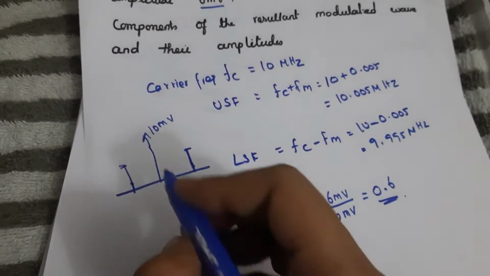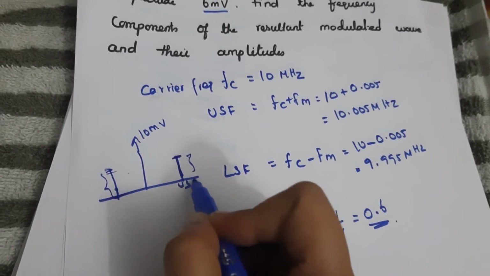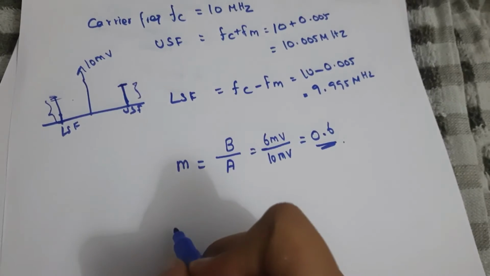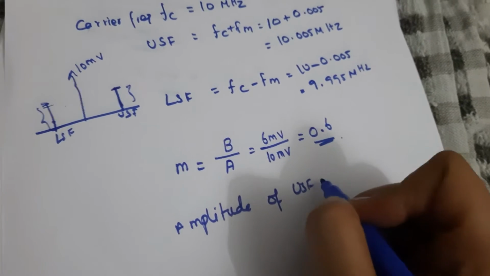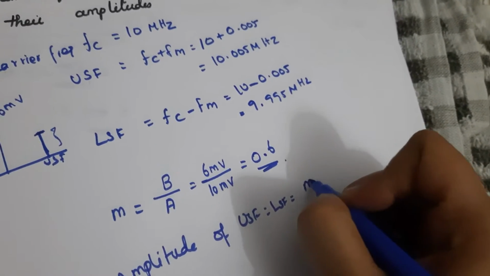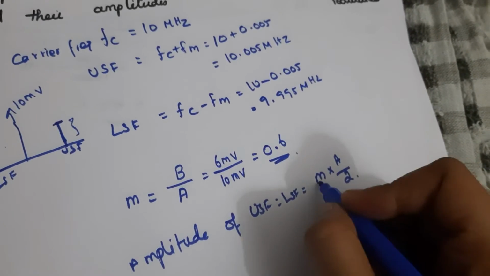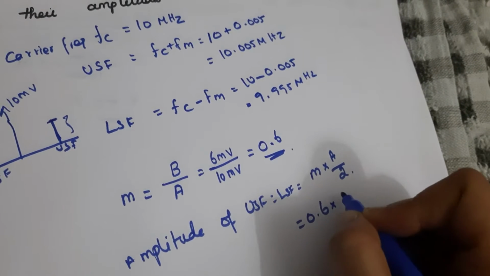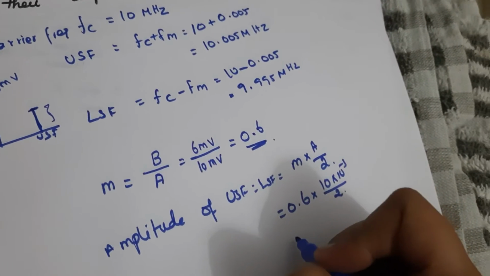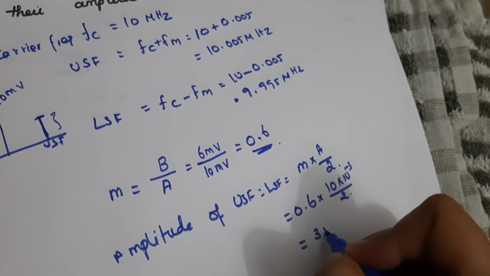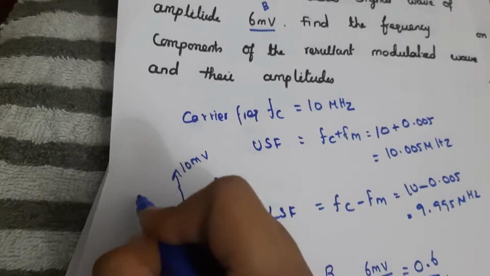Similarly, the amplitudes of these two will be the same. So amplitude of both USF and LSF are the same. So amplitude of USF is equal to LSF, that is equal to M into A divided by 2, and here A is 10 millivolt, M is 0.6, so 0.6 into 10 millivolt divided by 2, so the value here is 3 millivolt. So the sideband amplitude is 3 millivolt.